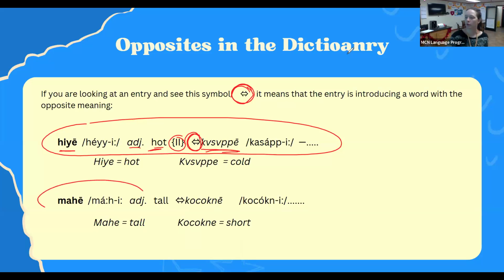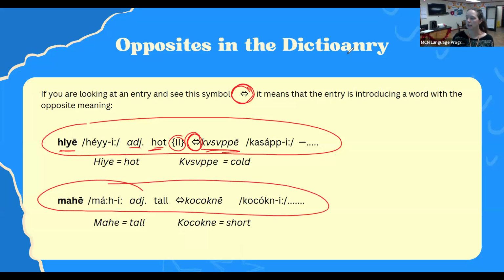So this is what it looks like for the word tall. Mahi, adjective, tall. And then it shows this. So it's not saying, oh, gojokni is another word for mahi. It means gojokni is the opposite. It means short. So that's what this symbol means. If you ever look something up and you see that, you've learned two new words because you've learned the word you looked up and the opposite word.